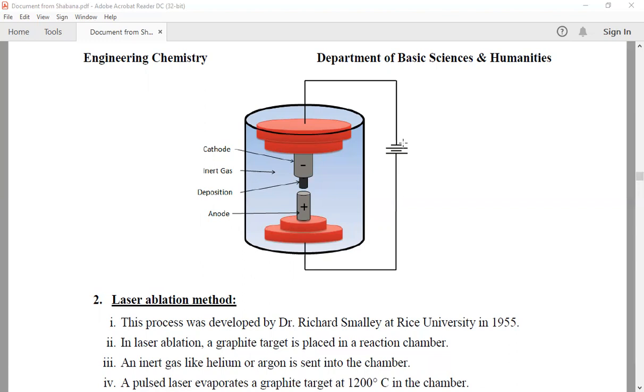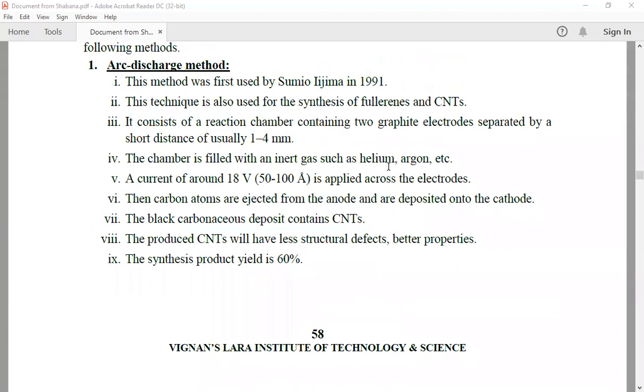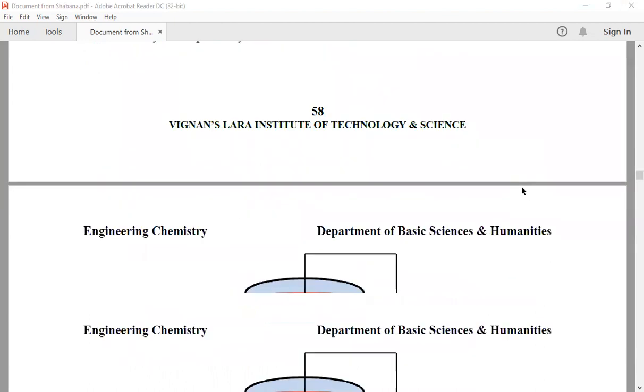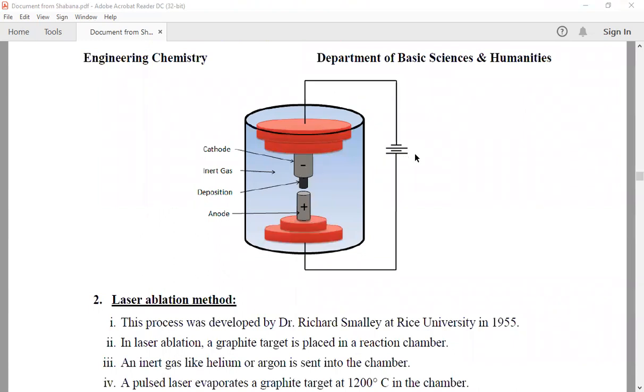After that, after passing the current of 18 volts, see here, this is a reaction chamber containing two graphite electrodes separated by a short distance of about 1 to 4 millimeter, and the chamber is filled with inert gases such as helium and argon, and a current of around 18 volts is applied across the electrodes. The carbon atoms are ejected from the anode and get deposited on the cathode. That means after the application of 18 volts of electricity to this battery, the anode gets ionized and the carbon is ejected from the anode and it settles on the surface of the cathode.